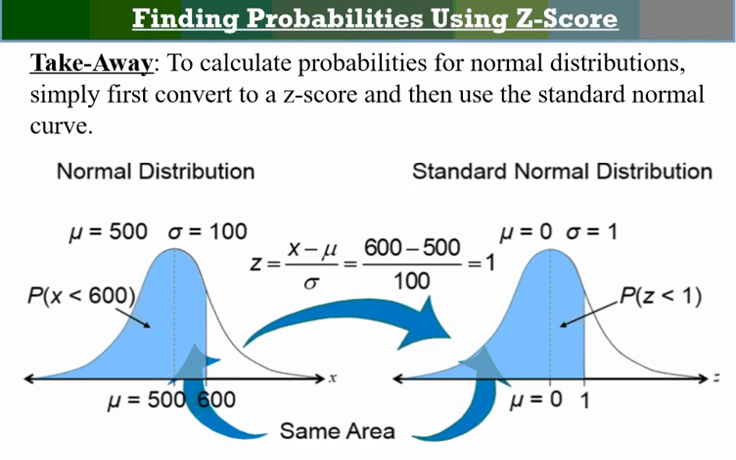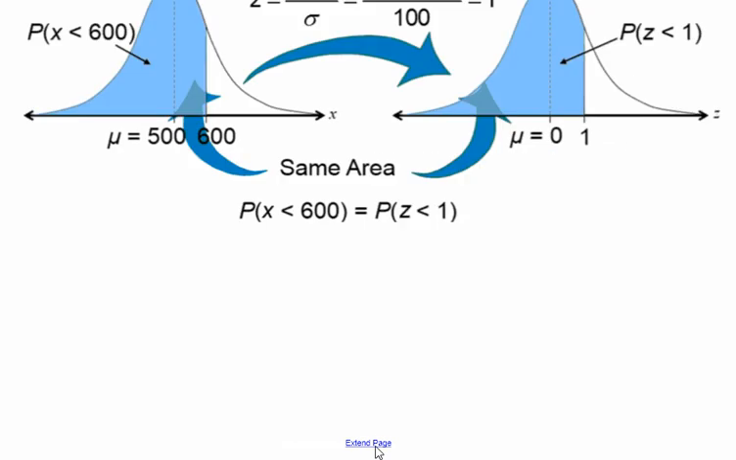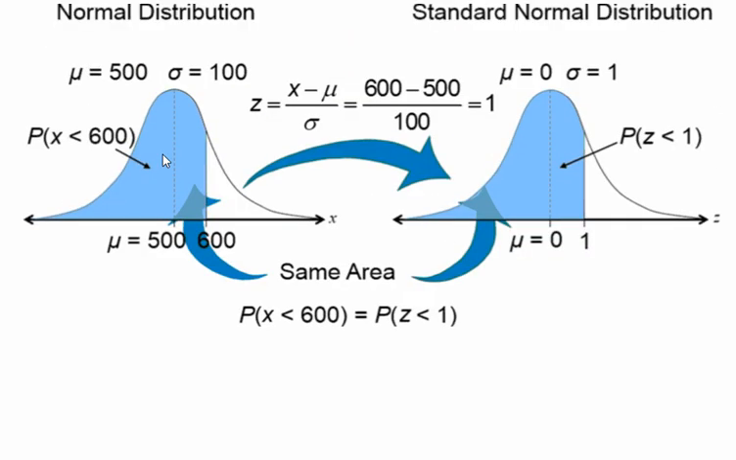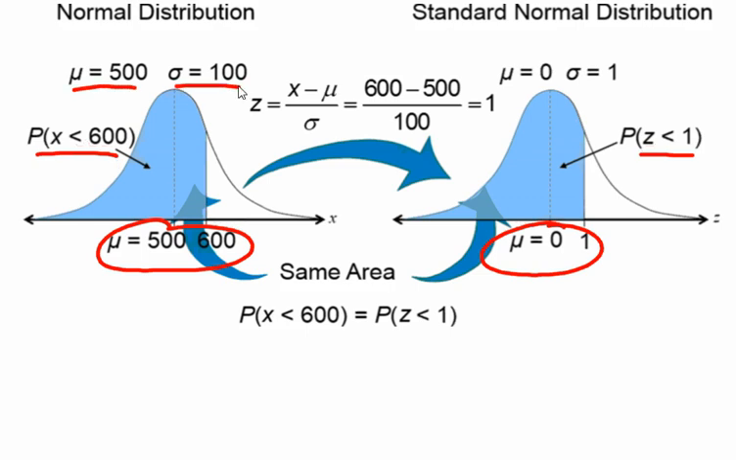So the takeaway is this: to calculate probabilities for normal distributions, we simply convert to a z-score and then use the standard normal curve. So its picture looks like this. If you look, the actual picture doesn't look any different. The only thing that changed was the scale. I want to find the probability of having a z-score less than 1. That's the exact same as trying to find the probability that the measured number of people visiting a theater is less than 600, as long as our mean is 500 and our standard deviation is 100.